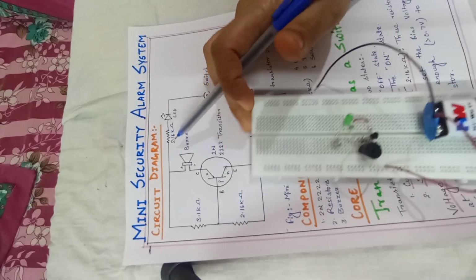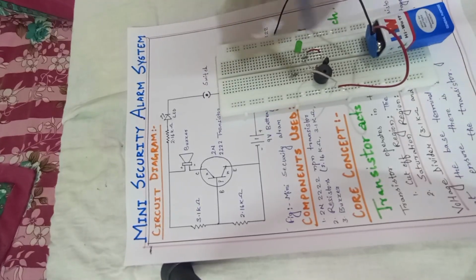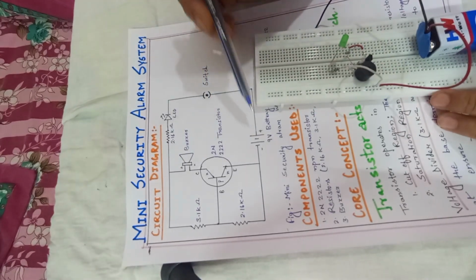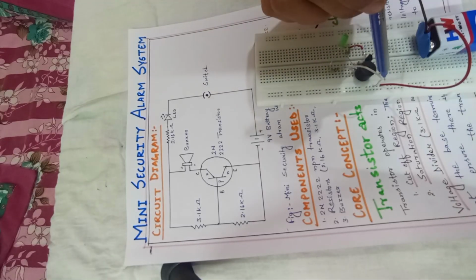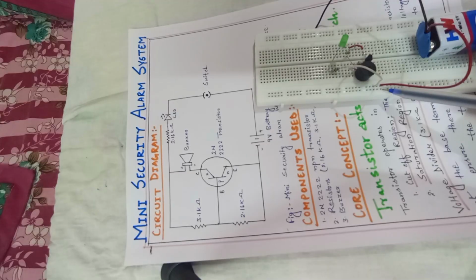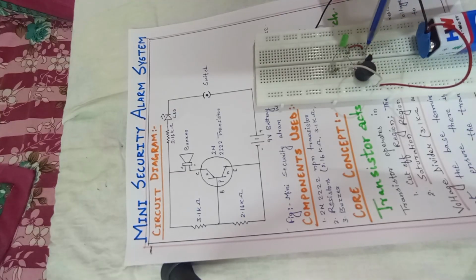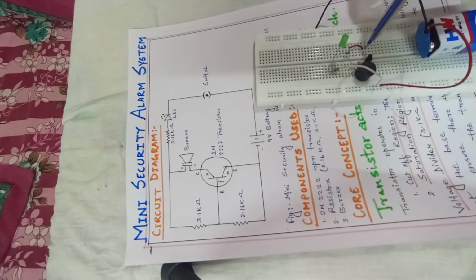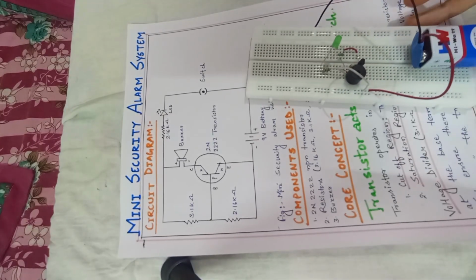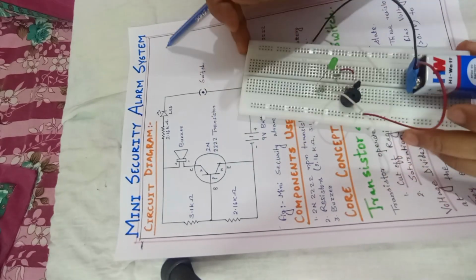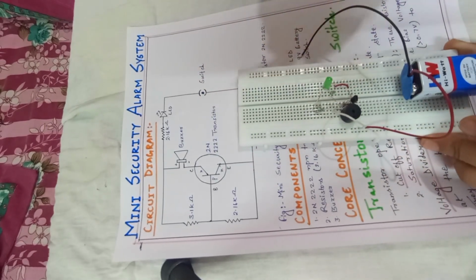So we are seeing here from the circuit diagram, the collector part is connected to the positive terminal, we are giving the positive connection here, and the negative part, the emitter, is connected to the negative part here. Okay, and the middle terminal is the base. So this is the circuit arrangement.